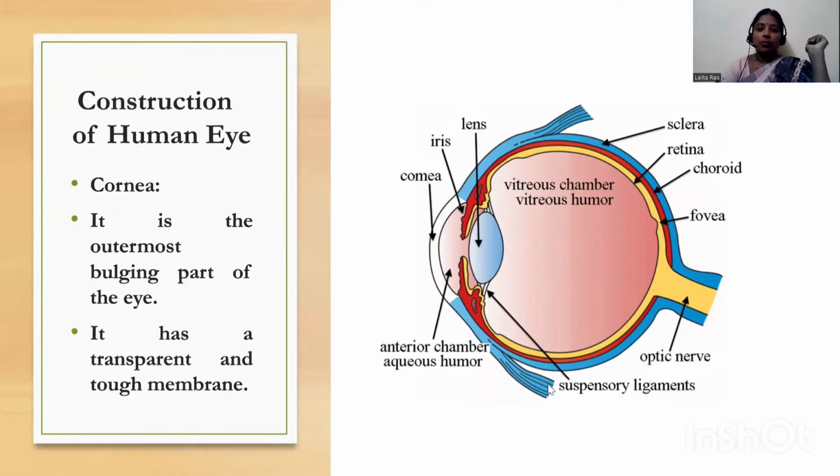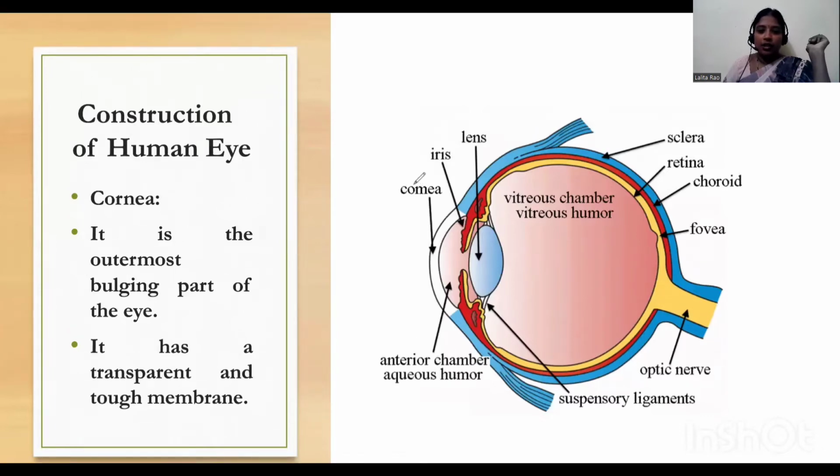So the outermost bulging part of the human eye is known as the cornea. Okay, so the cornea is the outermost bulging part of the eye. Bulging part means it's bulged outwards, right? Like this. So this outermost bulging part of the eye is known as the cornea.